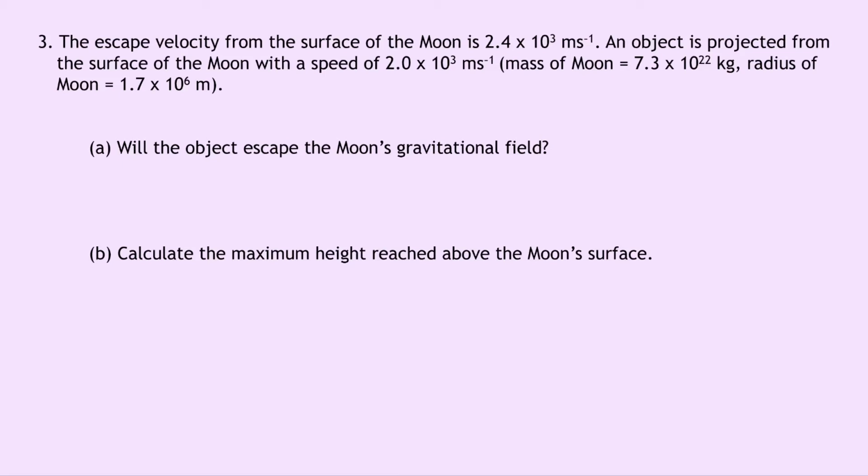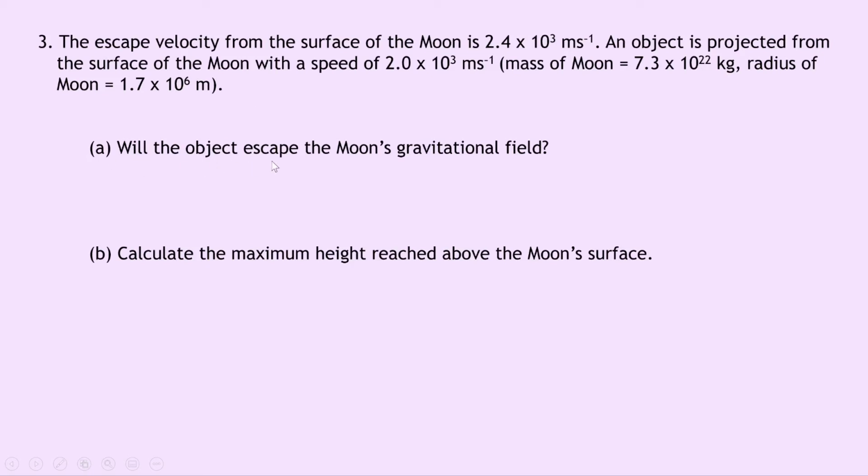Lastly, question 3 says that the escape velocity from the surface of the moon is 2.4 times 10 to the 3 meters per second. An object is projected from the surface of the moon with a speed of 2.0 times 10 to the 3 meters per second, and we're told that the mass of the moon is 7.3 times 10 to the 22 kilograms, and that the radius of the moon is 1.7 times 10 to the 6 meters, because those won't be given on the datasheet.